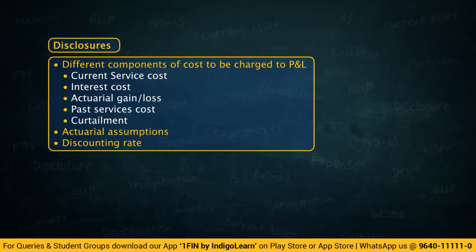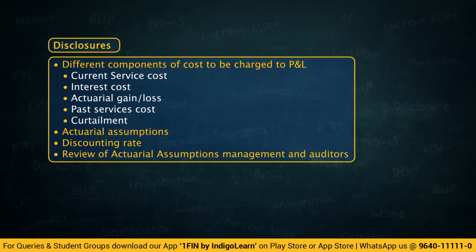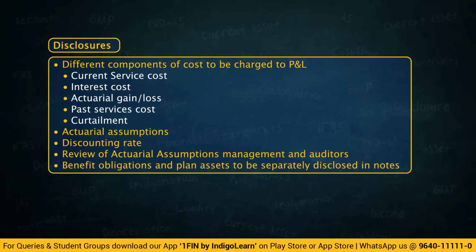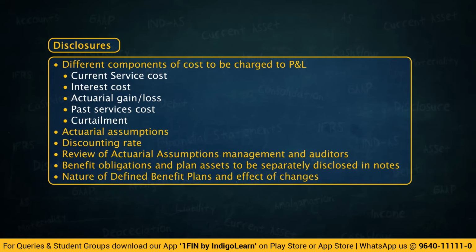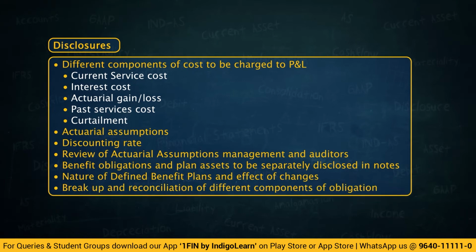Then discounting rates as per yield on government bonds. So that rate also has to be given. Then actuarial assumptions may be reviewed by management or auditors, and if there are any special points regarding actuarial assumptions, those points you will also disclose. Then benefit obligations and plan assets to be separately disclosed in the notes. The netting off is something which will come into the balance sheet, but in the notes you have to separately disclose. Then nature of defined benefit plans and effect of changes, if any, in the defined benefit plans have to be disclosed. Then breakup and reconciliation of different components of defined benefit obligation, that also needs to be given.